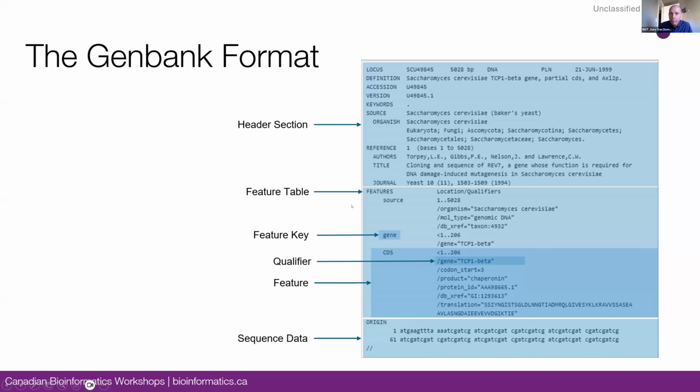So we have a feature table. There are different types of features. Genes and CDSs are common, but mRNA and tRNA would be other types of features. You have these feature keys that show up here. Each feature key is going to have locations and qualifiers. So here is a CDS feature, and it has a bunch of qualifiers, right? One is gene, another is product. So you have a bunch of these different features. And then after your feature table, you'll get your sequence data down there.